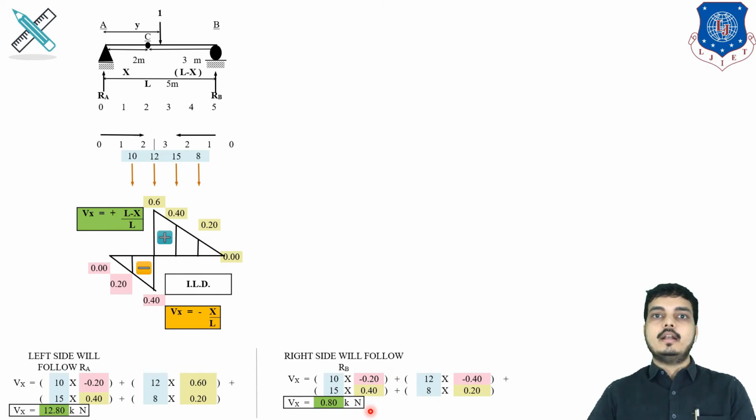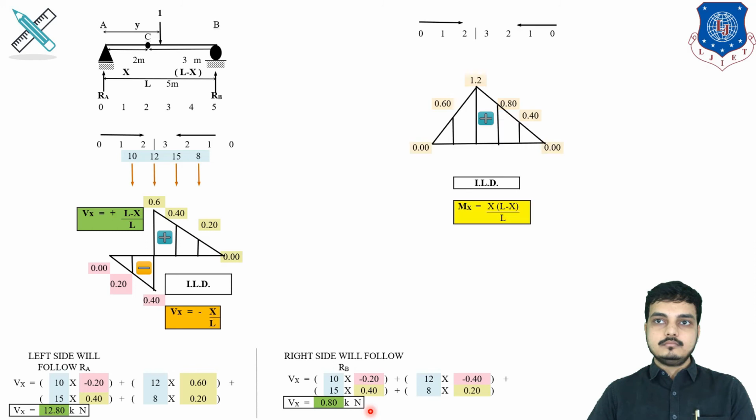Now our next step is to find out Mx. So the section is of 2 meter. The formula is Mx equals x into (L minus x) upon L. X is 2 meter, length is 5 meter. So we'll be getting the value of the peak, and then with the help of the relation, like for 3 meter it is 1.2, for 2 meter it is 0.8, for 1 meter it is 0.4.